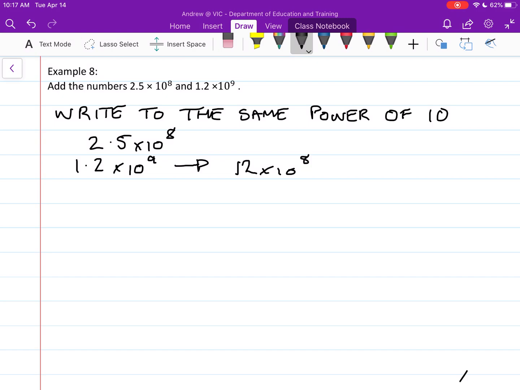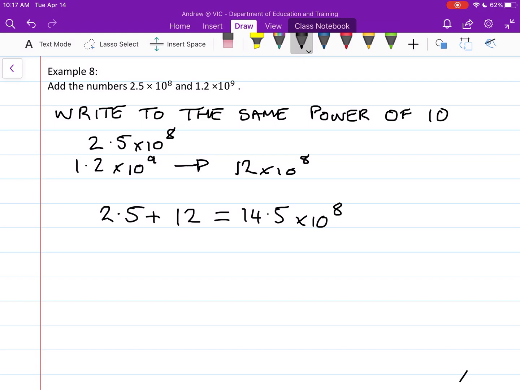We can just add the numbers together normally. So we just add 2.5 plus 12. And this here is equal to 14.5. Okay? So you can write this, and then we just need to put our power of 10 on there. So it's 14.5 by 10 to the 8.